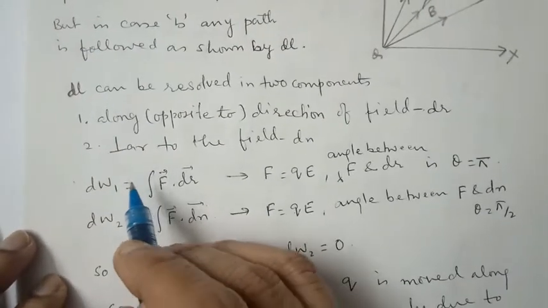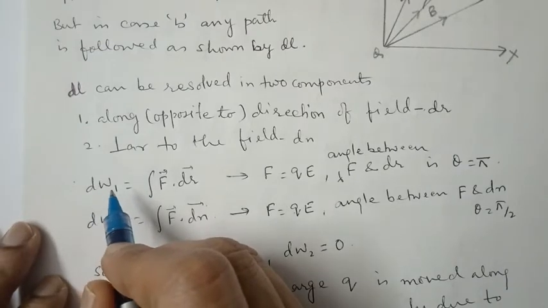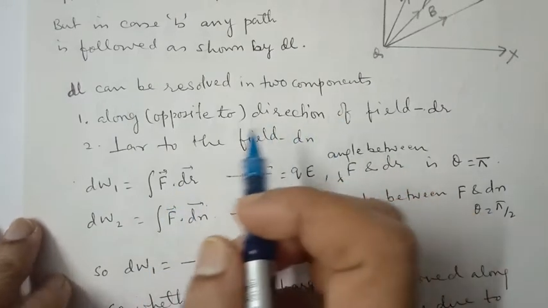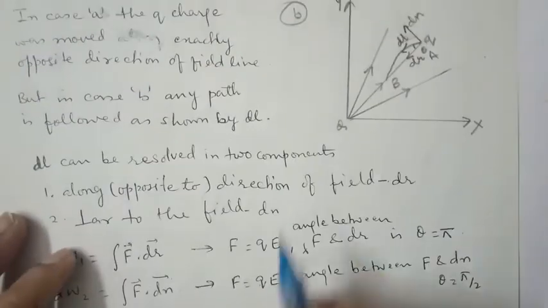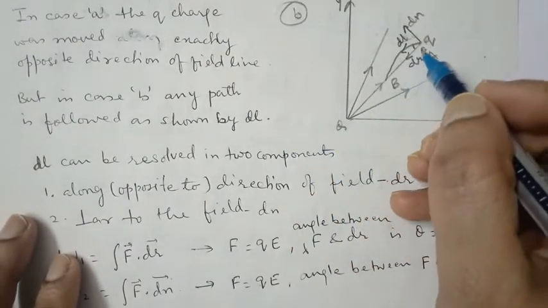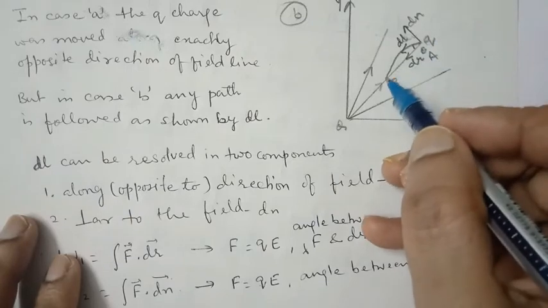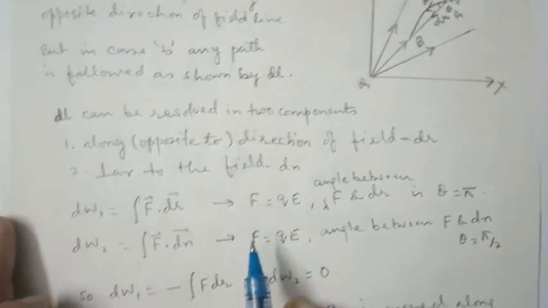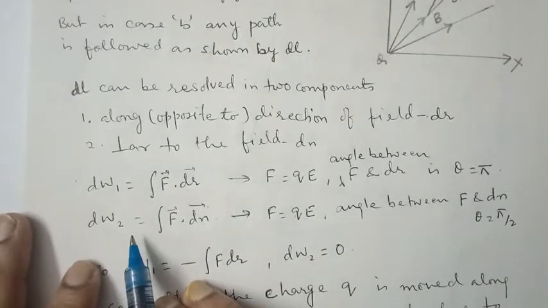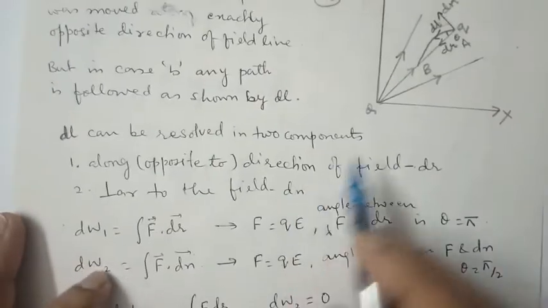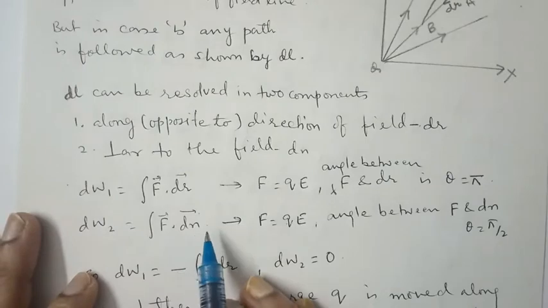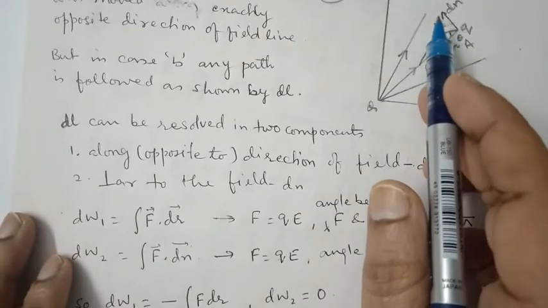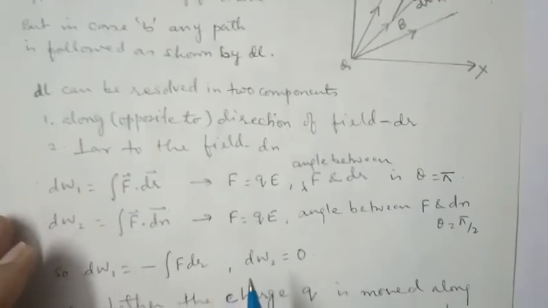So I can represent that work in two parts, like dw1 as F dot dr. Here this angle we have just now seen is 180 degrees. Field direction is in this way, path movement is in this direction, they are making 180 degrees with each other, and hence theta has been taken as pi. And dw2 is the work done along the path dn, so let me call it F dot dn. But now this force is along the field and this path is perpendicular to it, so theta becomes 90 degrees.